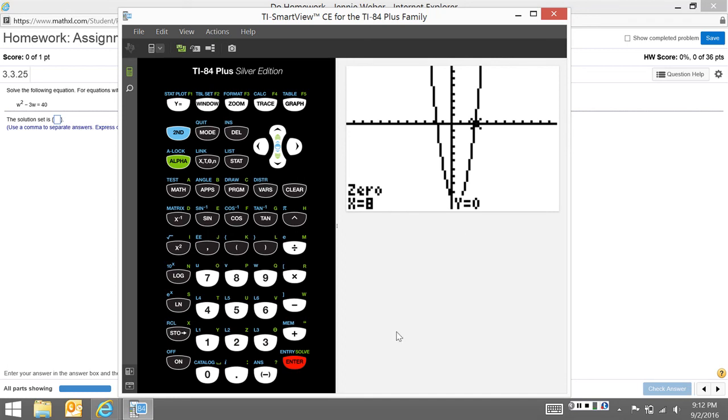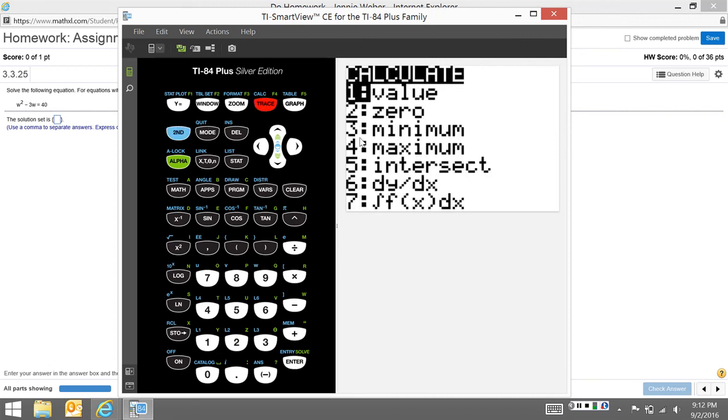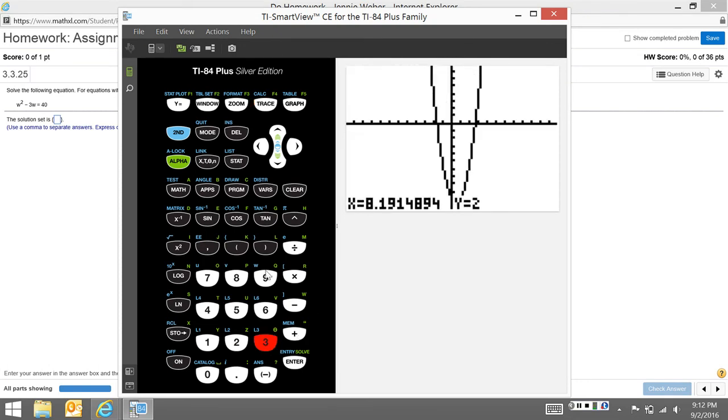Now what if I wanted to find the minimum of this parabola, this one down here? Well, I'm going to do second calc, but now I'm going to hit 3, minimum. You can see if this was the other way, this was inverted, I would use the maximum, 3. And I'm going to do the same thing, left bound. So I need to go back to the other side. Because I know it's down here somewhere, I need to be on the left side of it, enter.